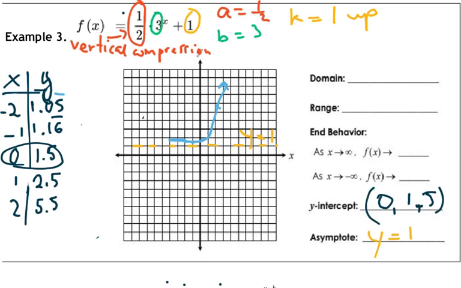The domain of the graph is all real numbers. For the range, I can take anything higher than y equals 1, so y is greater than 1. And as x approaches positive infinity, all of the y values approach positive infinity as well. And on the other end, as x is approaching negative infinity, y, or f of x, is approaching 1.